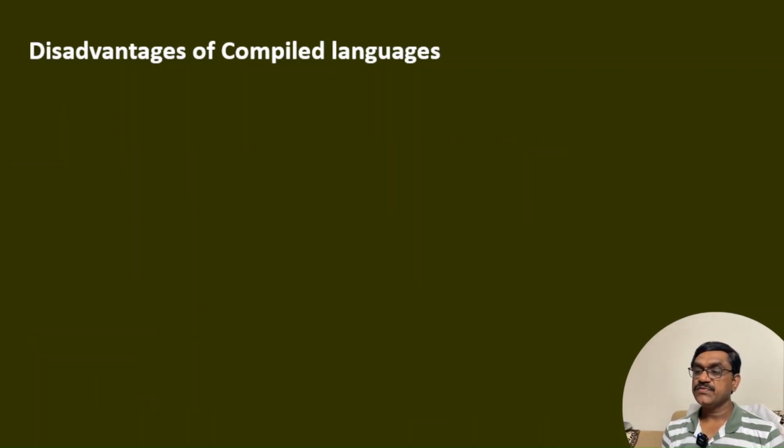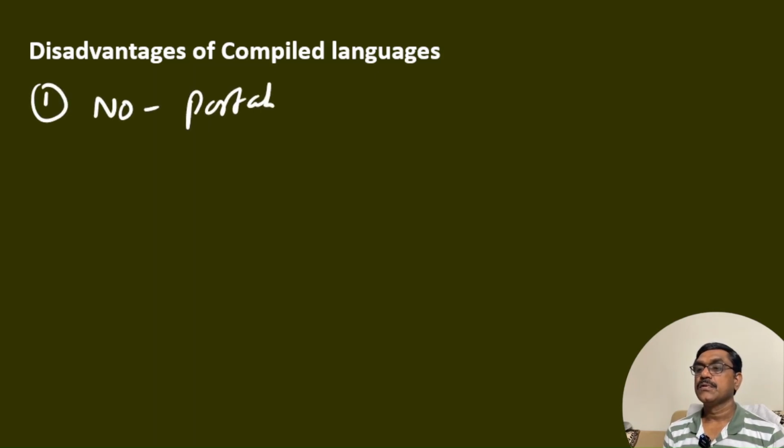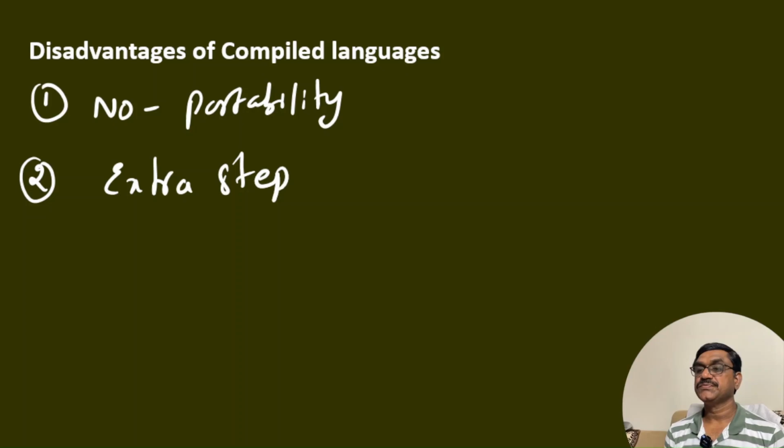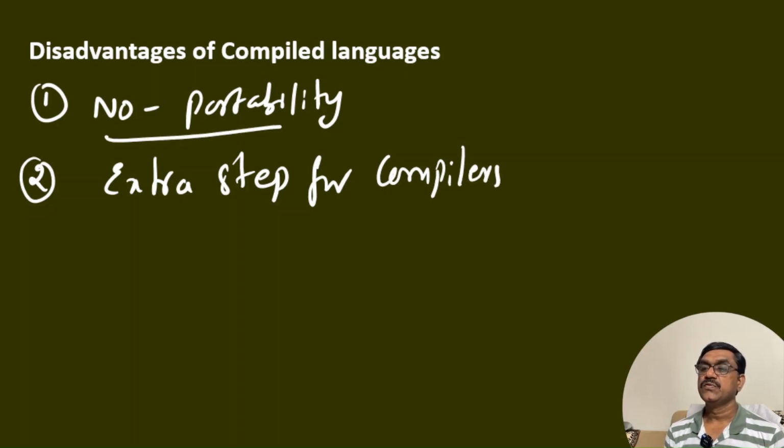Coming to disadvantages of compilers, the first one is no portability. There is no portability when you use the concept of compilers. And the second one is extra step for compilation. These are the important disadvantages of compilers. What do you mean by no portability?